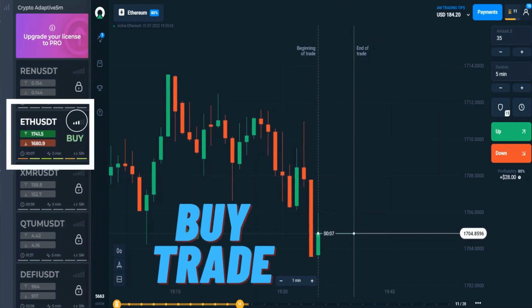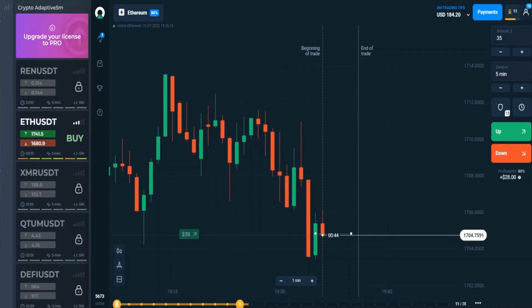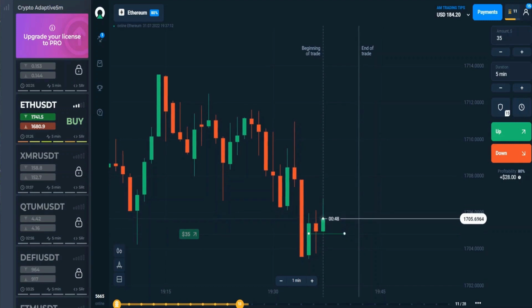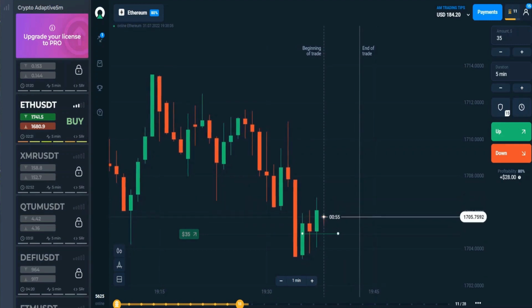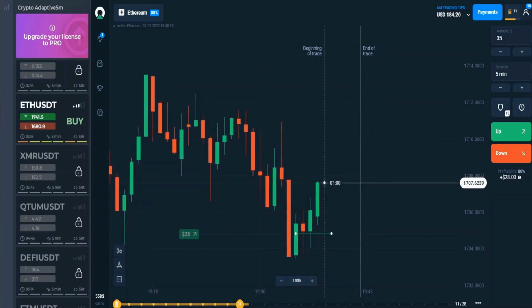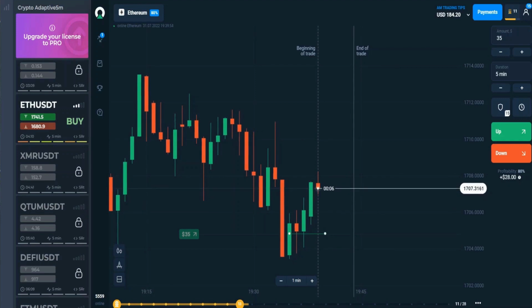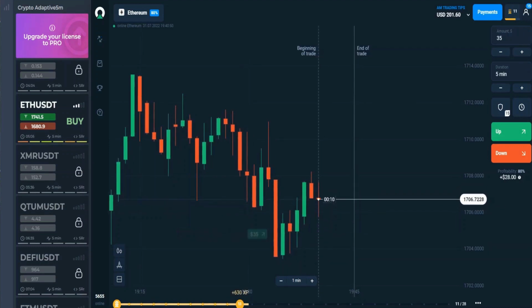Here I have taken a buy trade because here I received a perfect buy signal with the 3 power line, as per our recommendations. So let's wait for the result. Here is a perfect winning trade. So let's wait for the next signals.